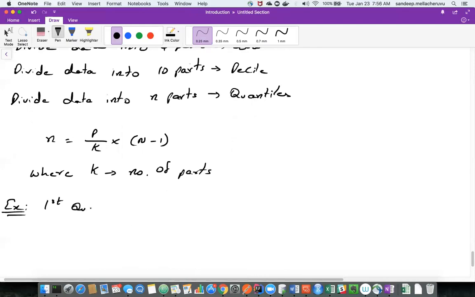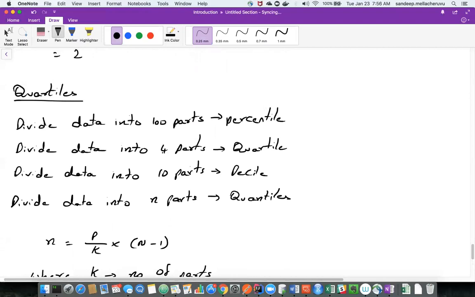First quartile of, by the way, how many quartiles will you have? Quartile is how many parts? 4 parts, right? Quartile has only 4 parts. Now you cannot ask for the 5th quartile in this data. You can ask only first quartile, second quartile, third quartile, fourth quartile. 5th quartile is out of the question. Similarly, for percentiles also, you cannot ask for the 101st percentile. That is impossible.